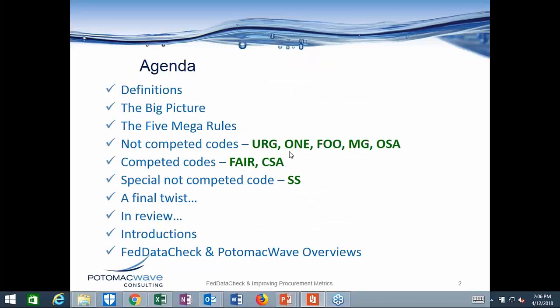So we're going to go through the first 5 on that list, and those all result in the award being counted as a not competed award. The next 2 result in the award being counted as a competed award. And then there's the last one, which I put in a special category, and we'll see why. SS, sole source, results in the award also being counted as not competed. So 6 of these result in a not competed status, 2 in a competed status.